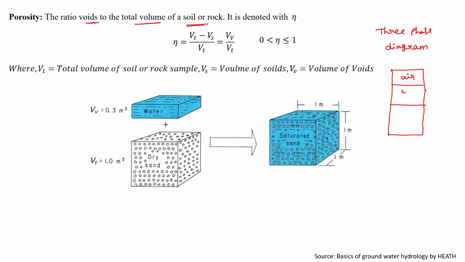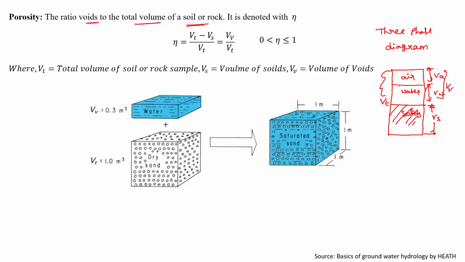Air, water, solids. So you remember this three-phase diagram, which will have Vs, Vw, Va, and the total is Vt, the total volume. Suppose I divide the volume of voids, so this is the solids, and this together we call the volume of voids.